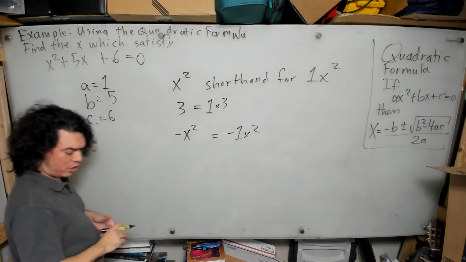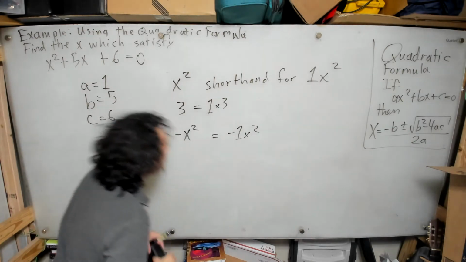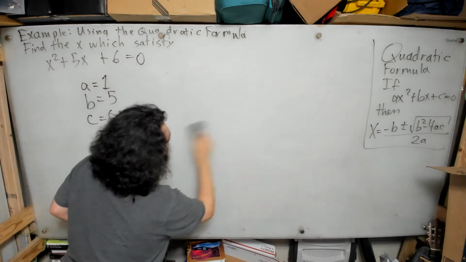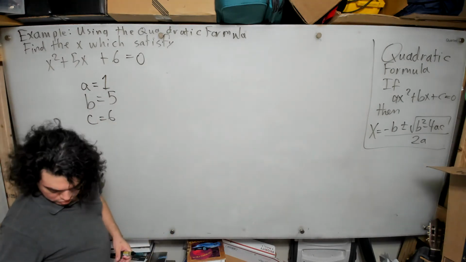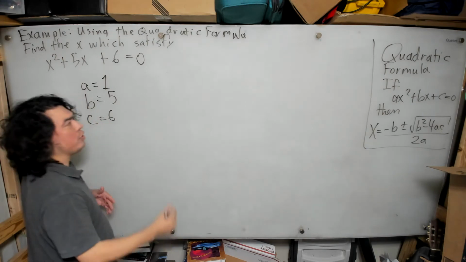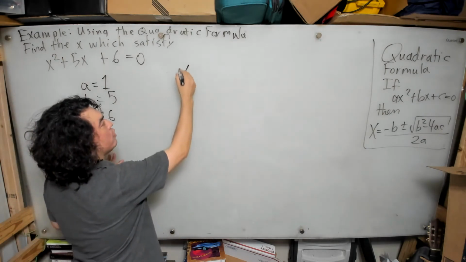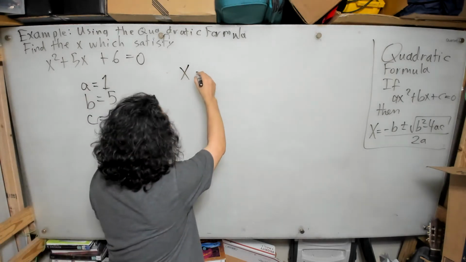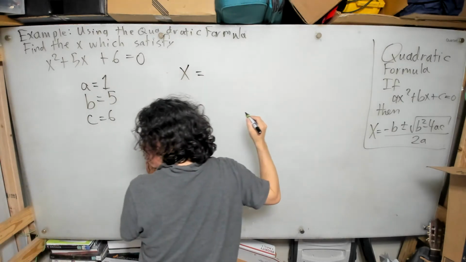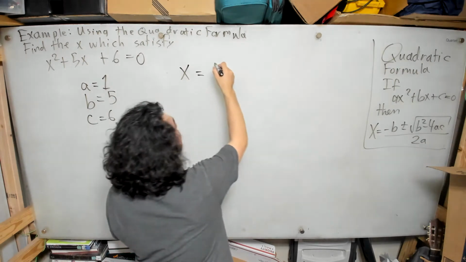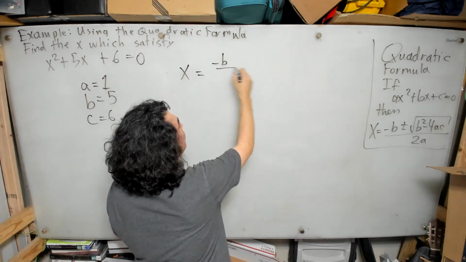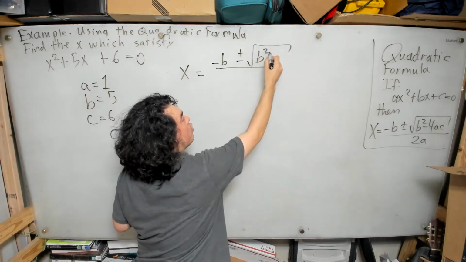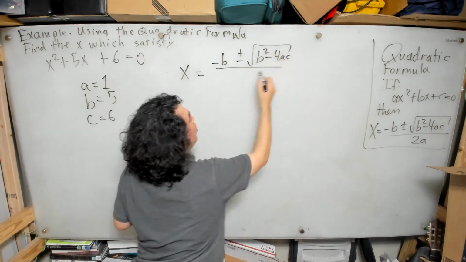And so now what we're going to do is start using them in the quadratic formula. So I'm going to say x is equal to -b plus or minus the square root of b squared minus 4ac all over 2a.